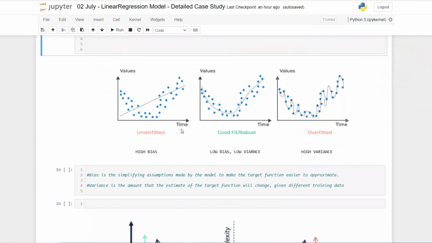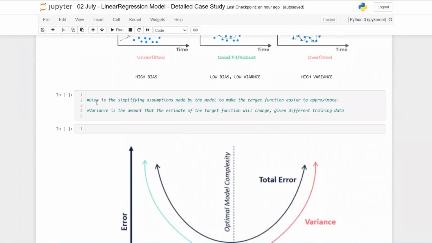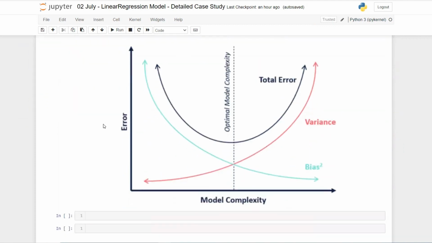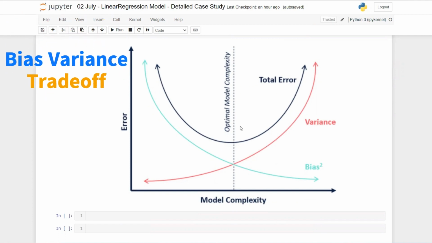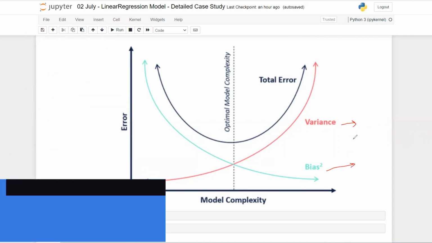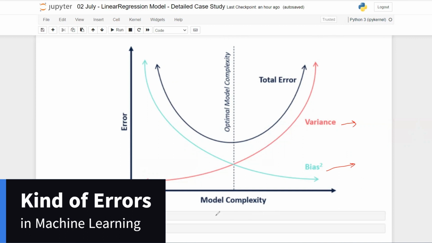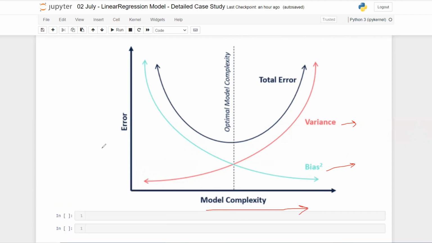Let's look further into another important chart. You can look at these definitions later, but let's look at this chart. What this chart is trying to explain is what is bias and what is variance. First of all, you should know that both bias and variance are kinds of errors of the model. On the x-axis I have the complexity of the model, and on the y-axis I have the error of the model.